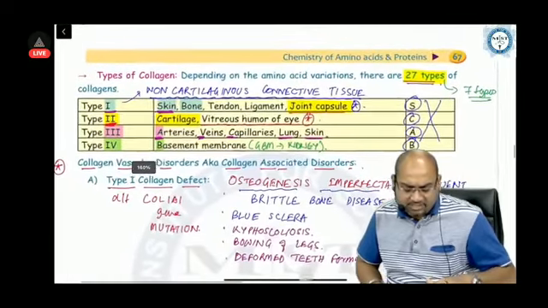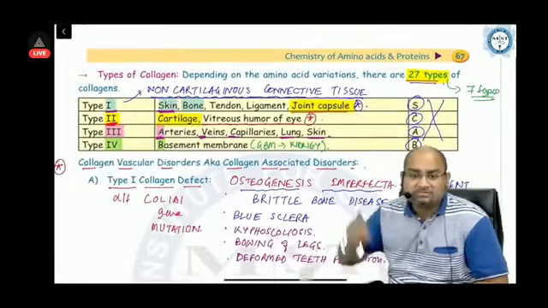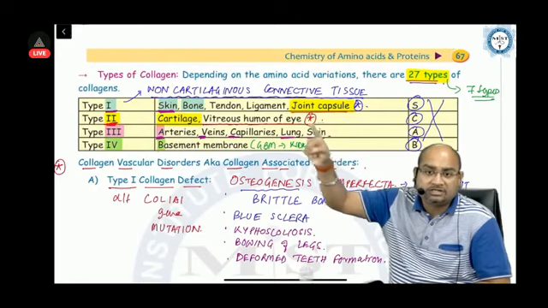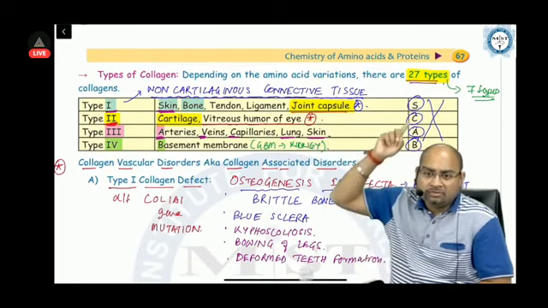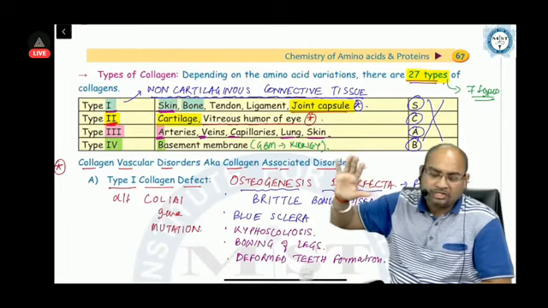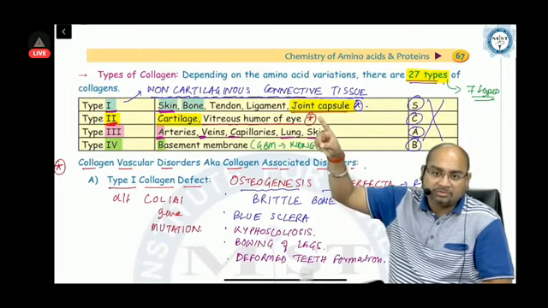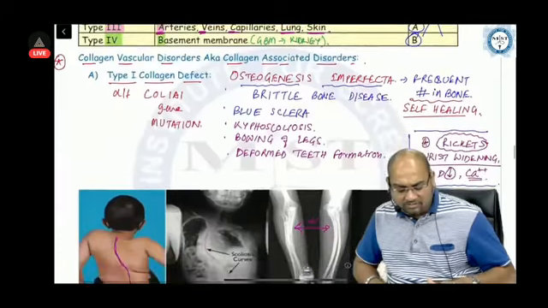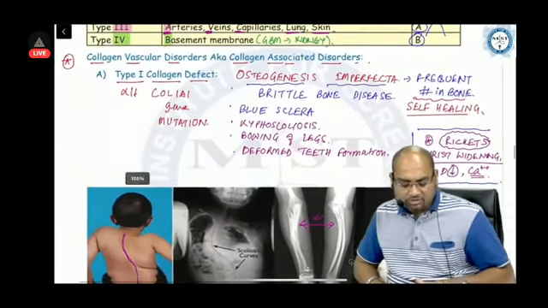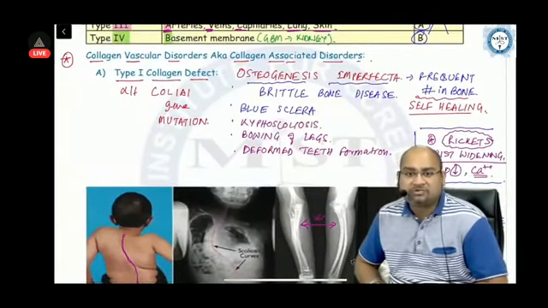Collagen types, have a look once more, beta. Joint capsule has been asked as a recent question. Vitreous humor of the eye, my dear friends, we know cartilage. The old mnemonic of SCAB is no longer useful because they have asked joint capsule, and they have also asked vitreous humor of the eye. Type 1 defect, my dear friends, we have osteogenesis imperfecta.